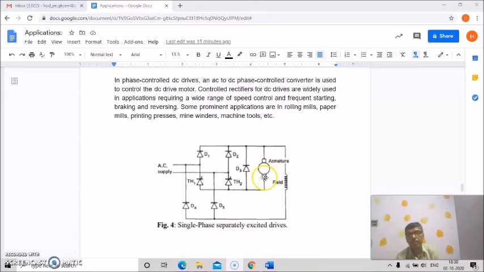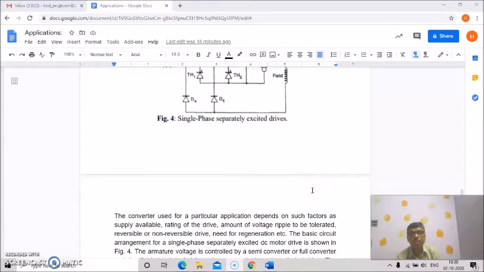Basically this is the motor, a DC motor, and this is its field. It's a separately excited field. So the single phase separately excited DC drive circuit diagram is like this. Okay. Now the converter used for a particular application depends on such factors as the supply available, rating of the drive, amount of voltage ripple that can be tolerated, reversible or non-reversible drive, need for regeneration, etc.